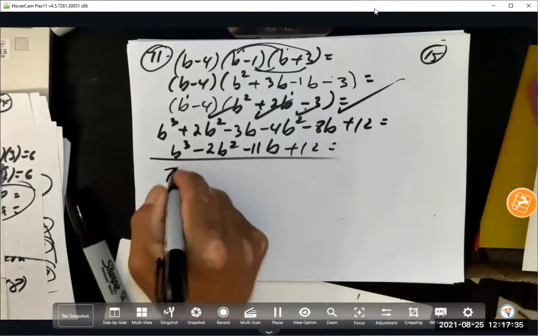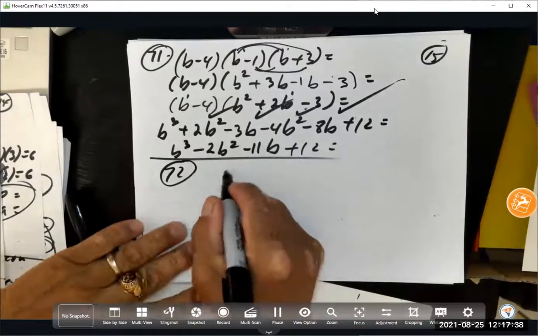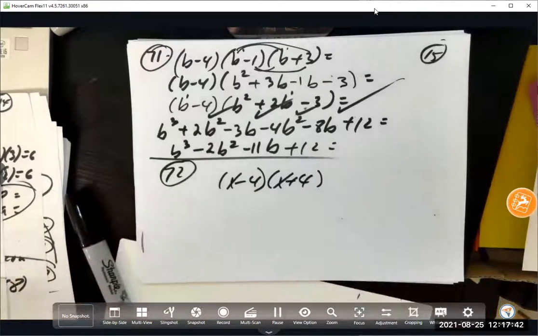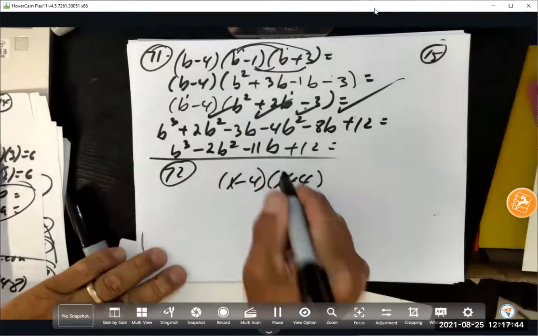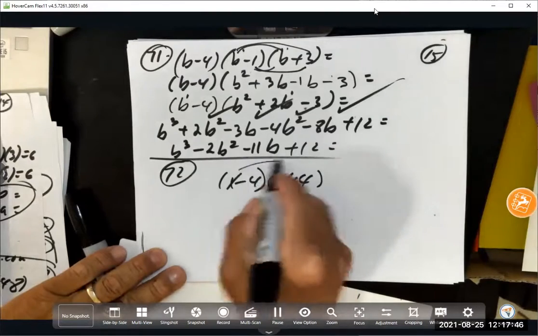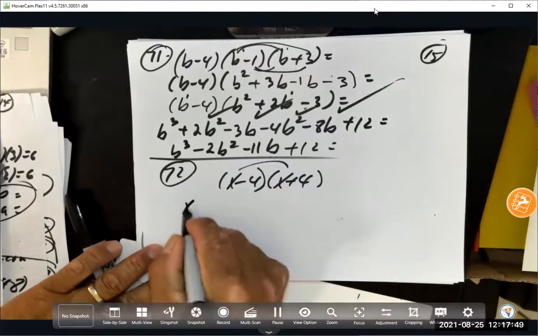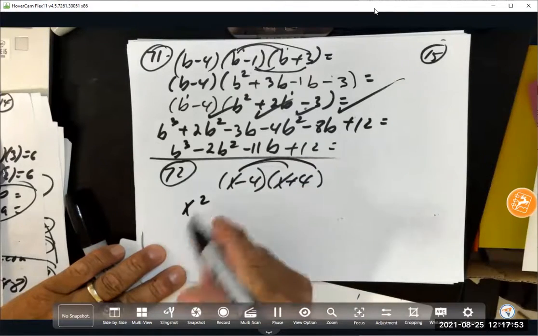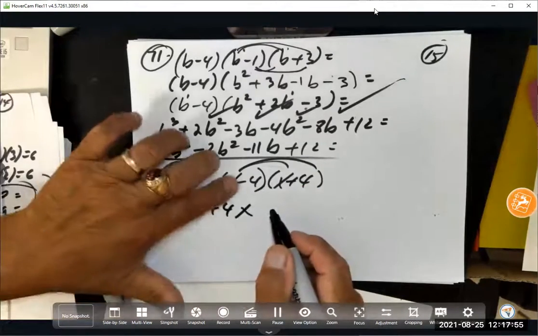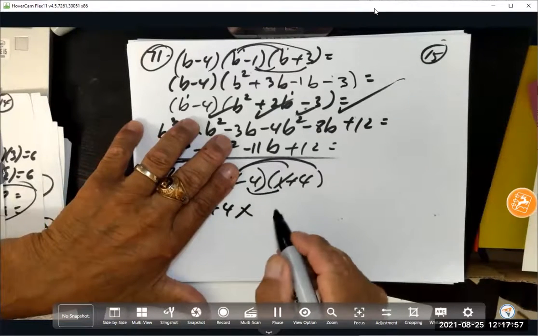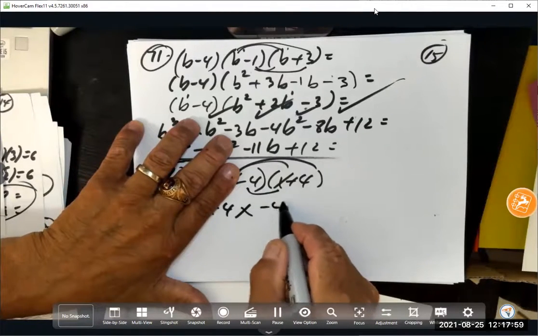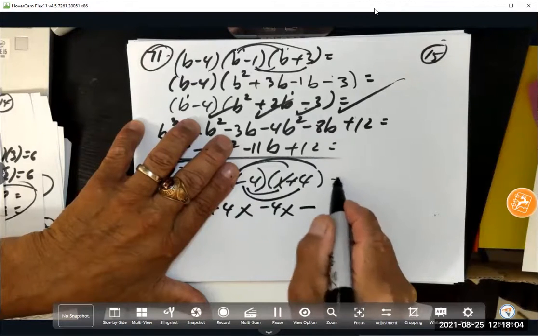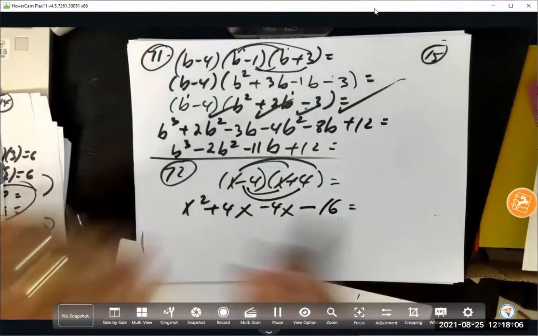Yep. 72. X minus 4, X plus 4. Yeah, this is a 2 by 2, so not so long. Ready? First one. X times X. Give me numbers. X squared. X times 4. Positive 4X. Now this one. Negative 4 times X. Negative 4X. And a negative times a positive is a negative what? 16.